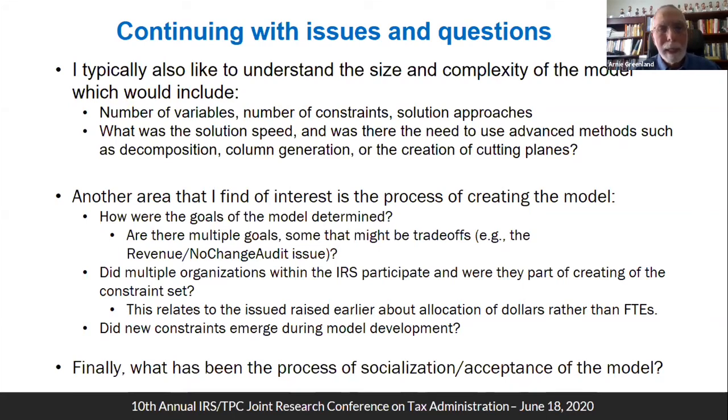And finally, and this is the most important one, getting a model like this to work involves socialization and acceptance. This is always the hardest part. The key point here is readiness. That is, are the users of the model, the managers that will use this information, ready to have a model that, if you will, tells them how to allocate their budget?